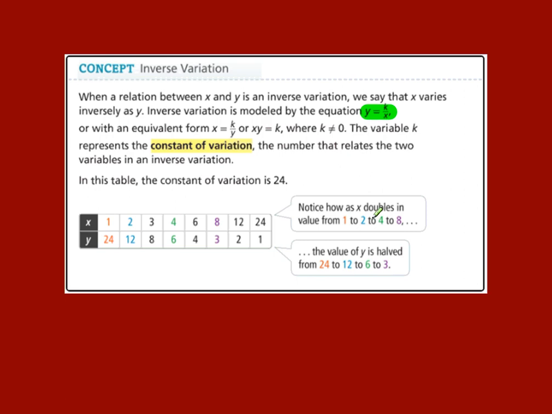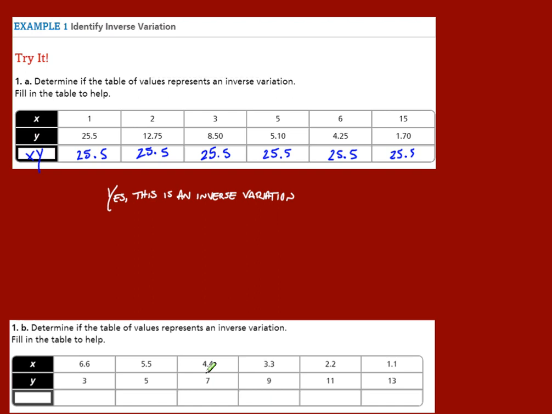Y equals k over x. So what that means is over here, we could model this situation as y equals k over x. Now, the only thing we don't know in this equation is k. Y and x we have. X would be 1, y would be 25.5. X would be 2, y would be 12.75. X would be 3, y would be 8.5.